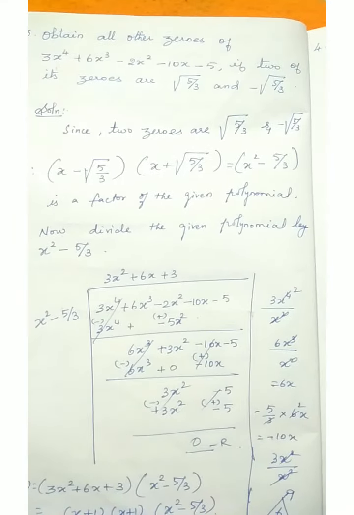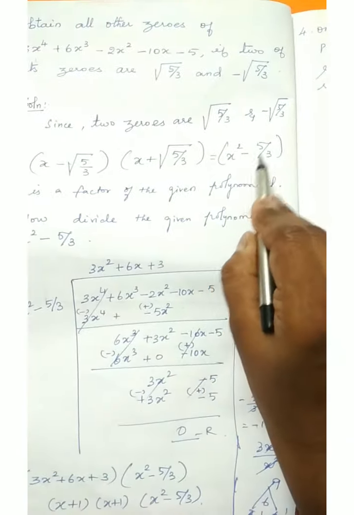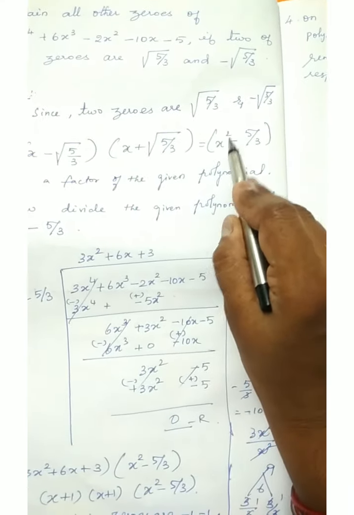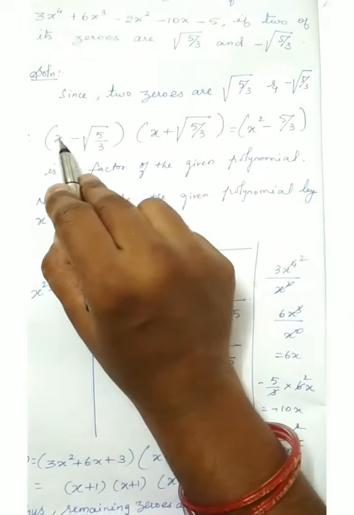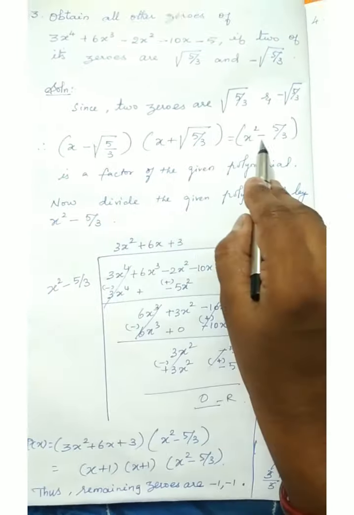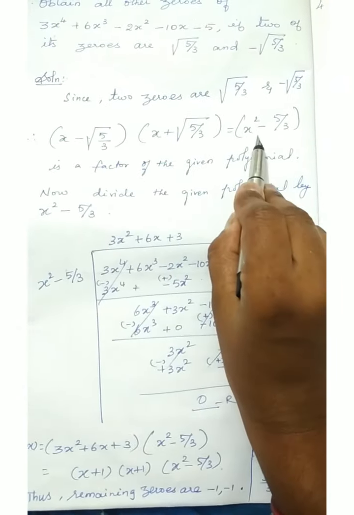When you multiply this, it is in the form of (a + b)(a − b). So we will get x² − 5/3. The root and root will be cancelled when you are squaring. So we will get x² − 5/3. It is in the form of (a − b)(a + b), so it is a factor of the given polynomial. Now divide the given polynomial by this term.